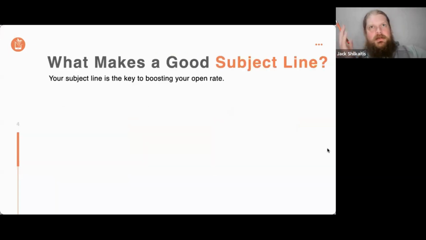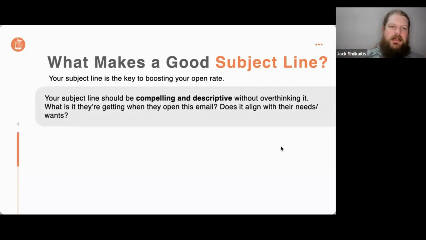Now, we talked about open rates, and your subject line is really the key to boosting your open rate. This is what your subscribers are going to see when they get that notification on their phone or in their email inbox, and that's going to be what gets them to click on it and open it, right? So your subject line should be compelling and descriptive, but don't overthink it. Don't overthink your subject line and overcomplicate it. What is it that they're getting when they open this email? That's the question that you might want to ask yourself, and then base your subject line on that.